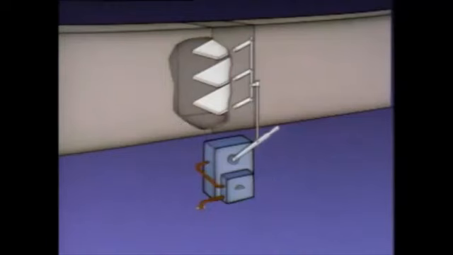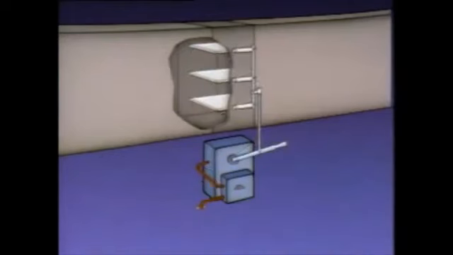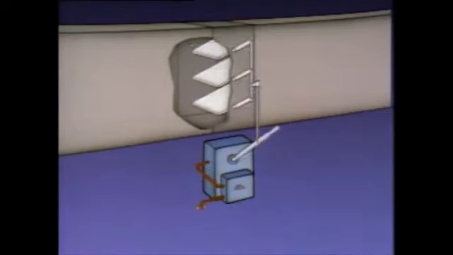the vanes. During operation, when the positioner receives a signal from a controller, it supplies air pressure to the damper actuator. The actuator then opens or closes the vanes to position them according to the signal from the controller.